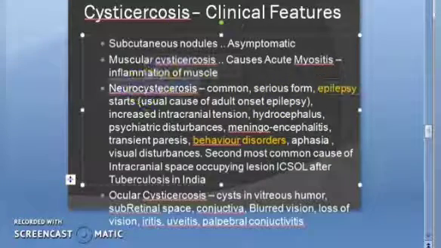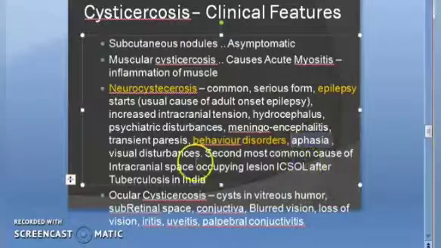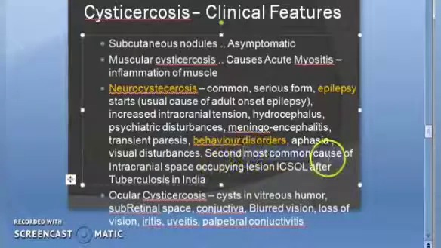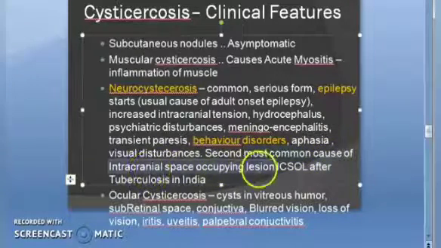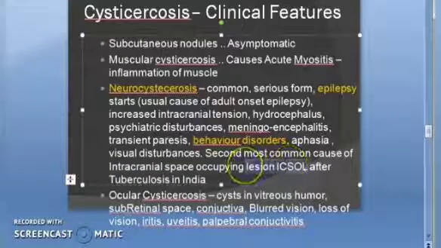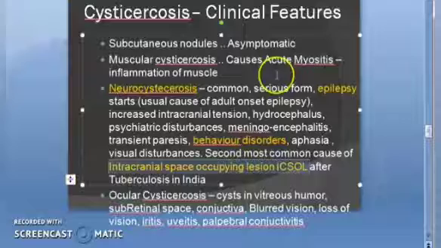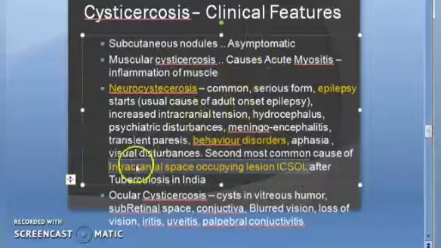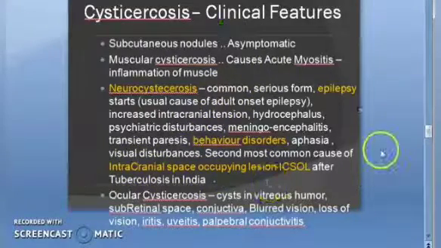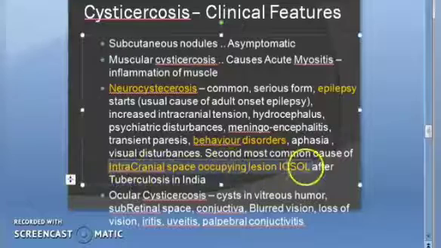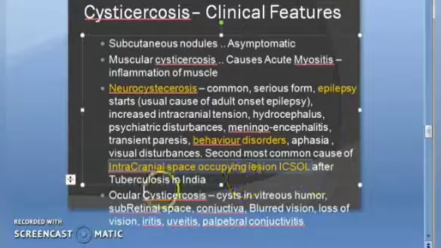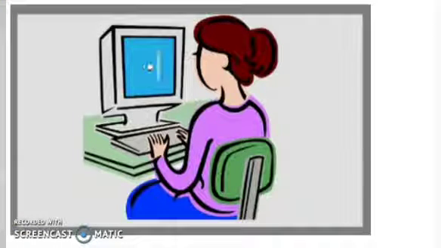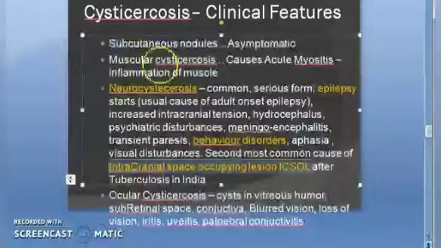Epilepsy, then aphasia means difficulty in speech. Visual disturbances. It is the second most common cause of intracranial space occupying lesion, that is ICSOL, after tuberculosis. Whatever space is there, who will go and occupy? These worms only. Intracranial space occupying lesion after tuberculosis, the second most common cause. How many people are understanding the clinical features of cysticercosis? Everybody understood or everybody is sleeping? Good.